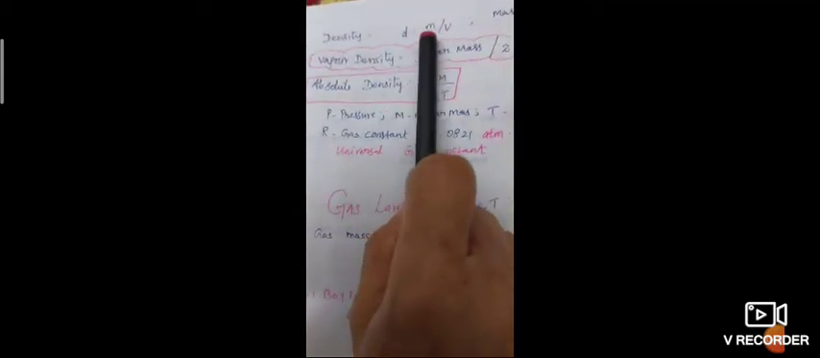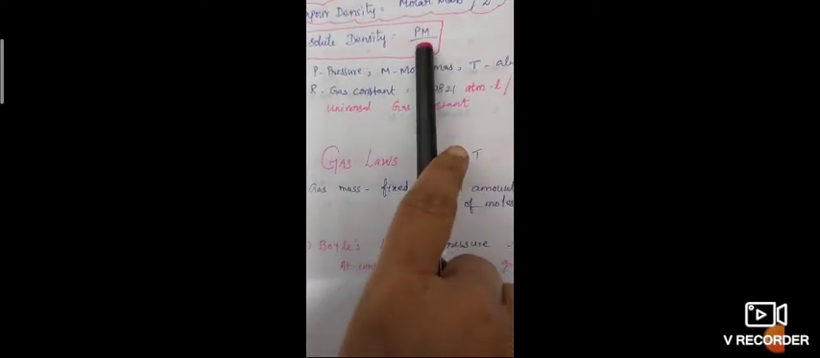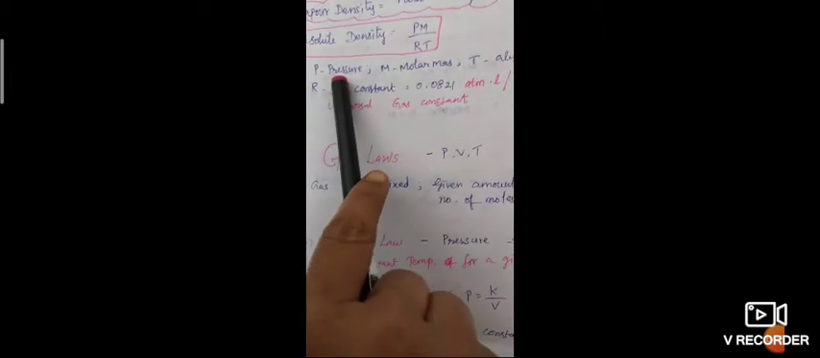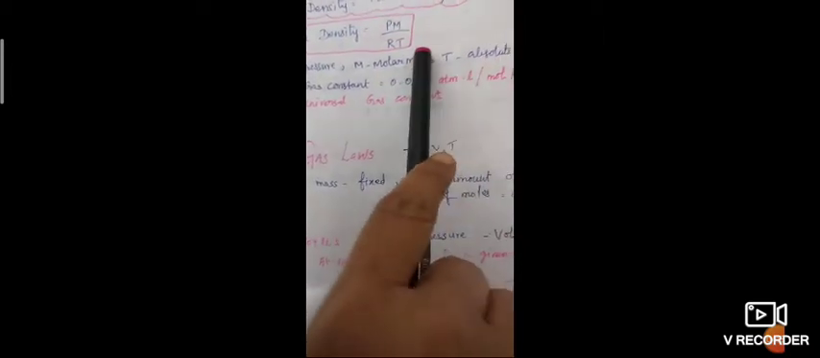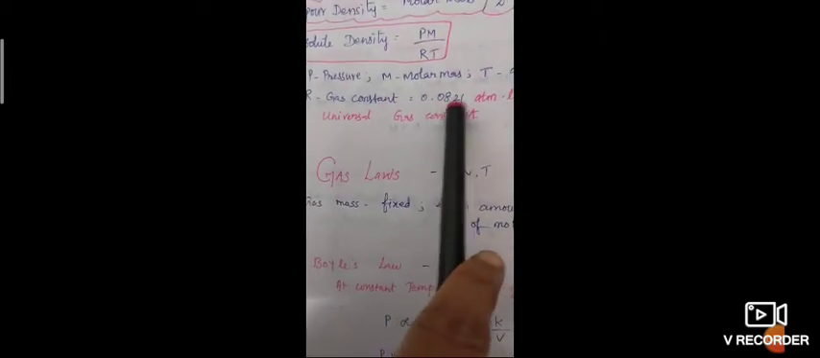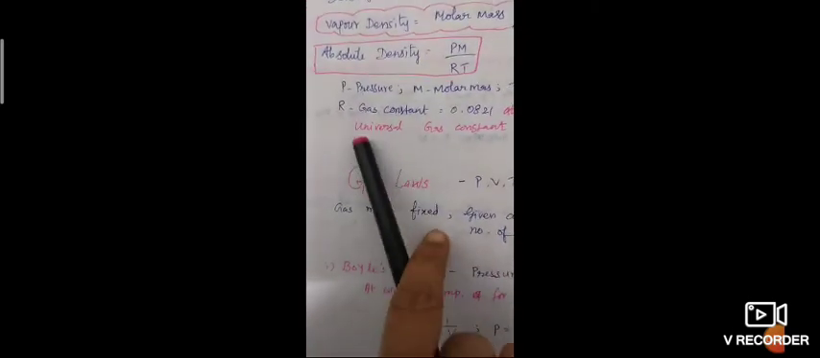The next one is density. We know that density is equal to mass per volume. There are two types of density, that is vapor density and absolute density. Vapor density is molar mass by 2. Absolute density is PM by RT. P is the pressure, M is the molar mass, T is absolute temperature, R is the gas constant, that is equal to 0.0821 atm liter per mole Kelvin. So R is the universal gas constant. This value is a constant.